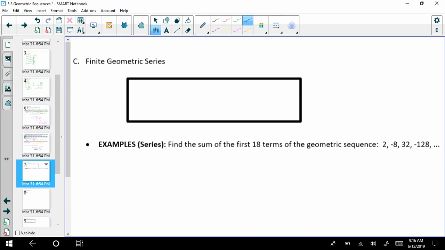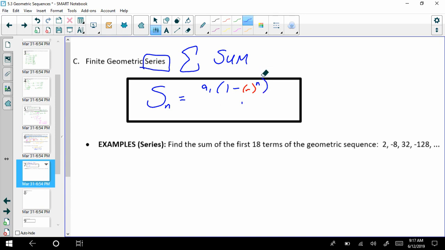Now, just like what we did last time, we talked about series, and I said, hey, when you see the word series, I want you to think of sigma. We are going to be finding the sum. So we're going to be adding up all of our terms together. So for a geometric series, we do have a specific formula, and it's a sub 1 times the quantity 1 minus r raised to the n, so I keep r in its own little set of parentheses, divided by 1 minus r.